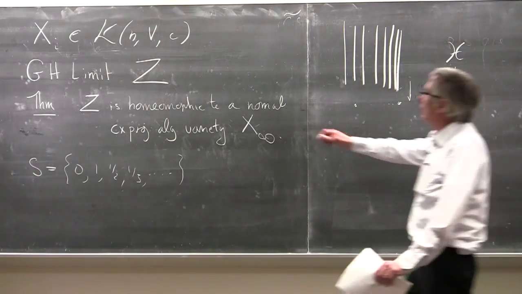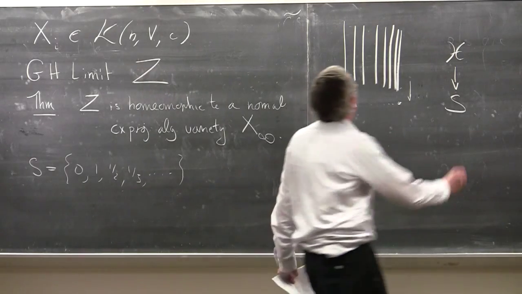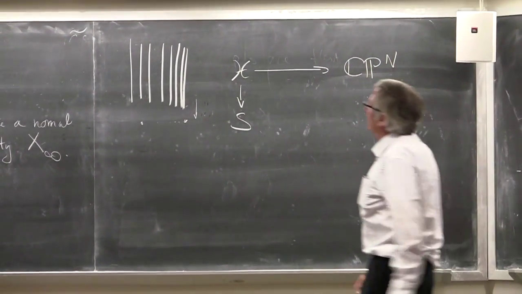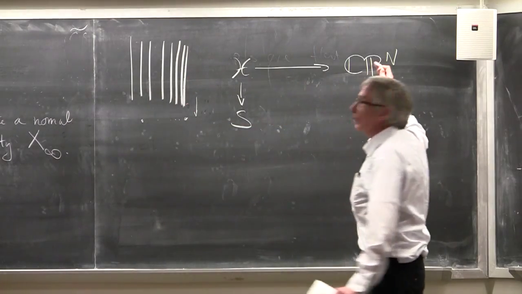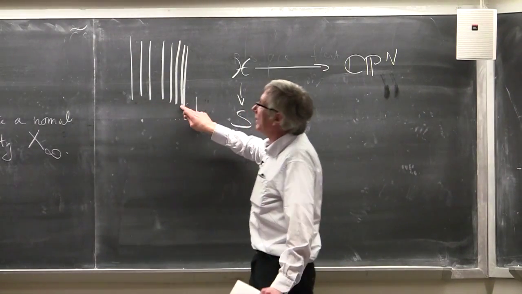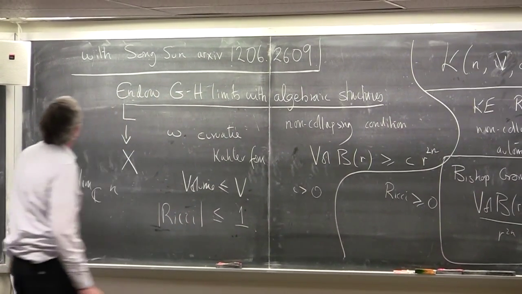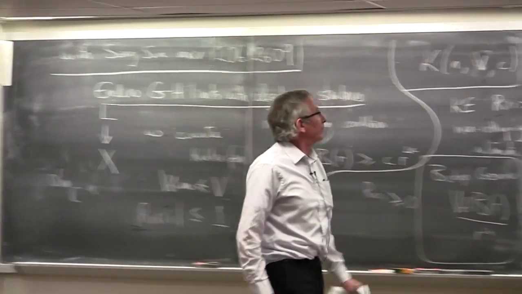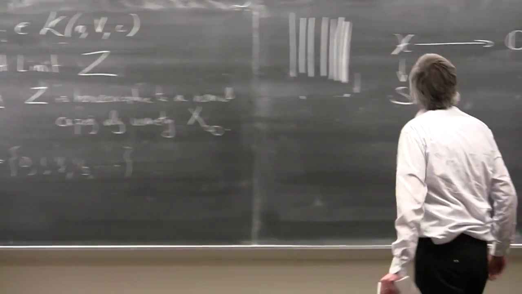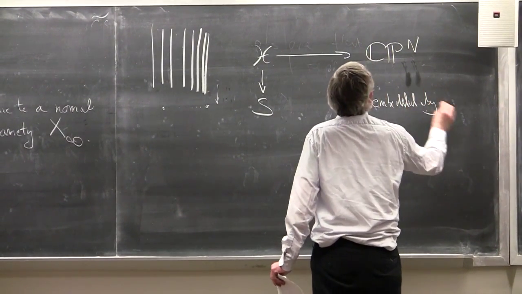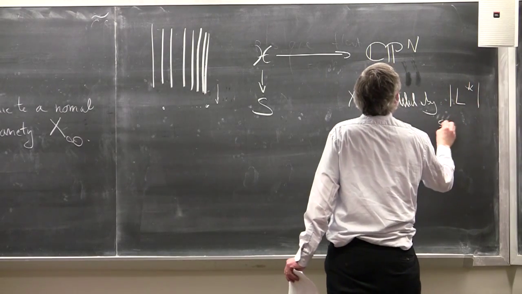So we can think of it as x going to S, where the fibers are xi and this limit z. One slightly more precise statement would be to say that we can embed this whole picture in some projective space in such a way that Z maps to this normal projective variety, and the maps on all the Xi are given by some fixed power K of our line bundle L, possibly after going to a subsequence.